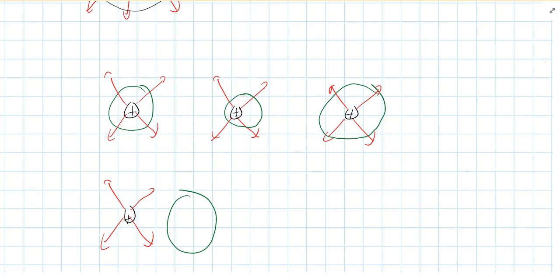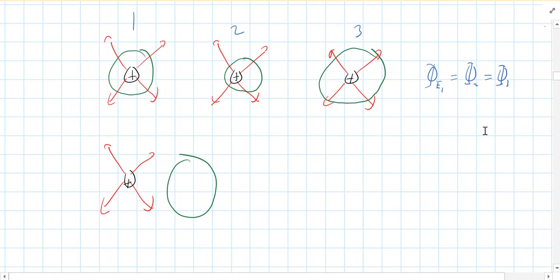Well, I hope that you would agree for surfaces 1, 2, and 3, the net flux leaving each surface would be identical. All the field lines leave each of those surfaces. So for these, you would write that the electric flux through 1 would equal the electric flux through 2 would equal the electric flux through 3, etc. What about this 4th one down here?